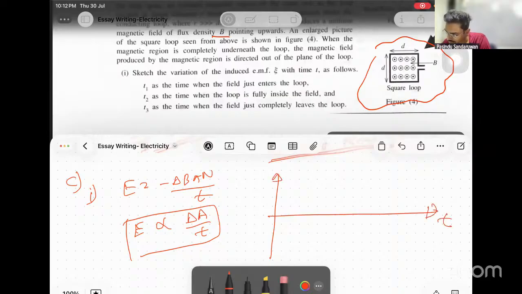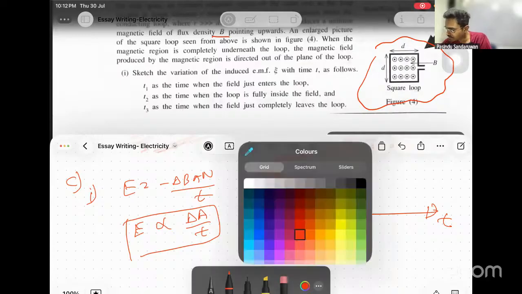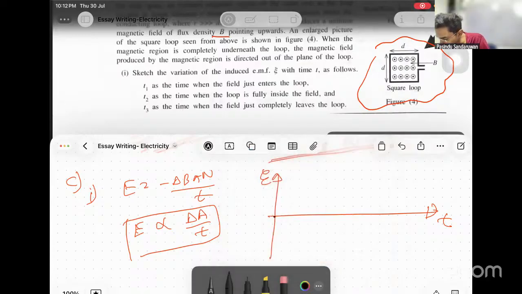Induced EMF is given as psi, and let's say time starts from here: t1, t2, t3. T1 is when it enters the loop, and t2 is when the loop is fully inside. So we know when it enters, delta A changes. When delta A changes, there is an induced EMF. Since the change of area is constant, we have drawn these variations in the class.